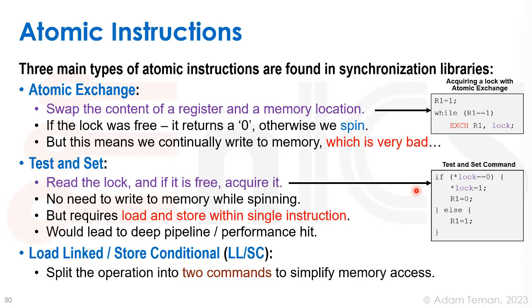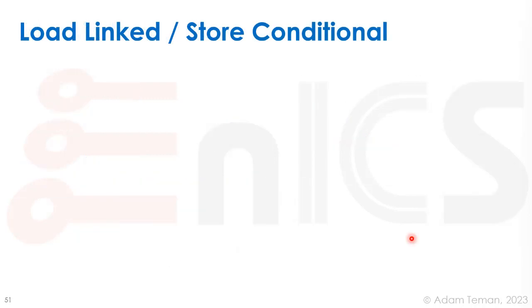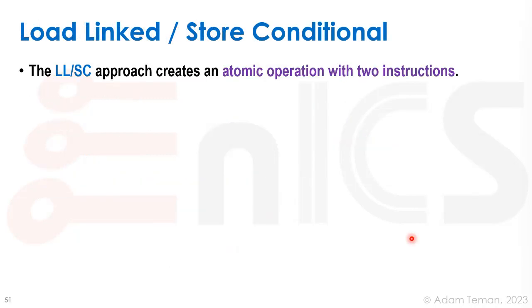It's going to simplify memory access. It's also going to divide the operation into two parts where we can stick other code in the middle. Let's see how this one works. So load linked and store conditional is an approach that creates an atomic operation with two instructions. So it's an atomic operation, it's not an atomic instruction. We have two instructions that are each atomic, and together they're going to make one full atomic operation.